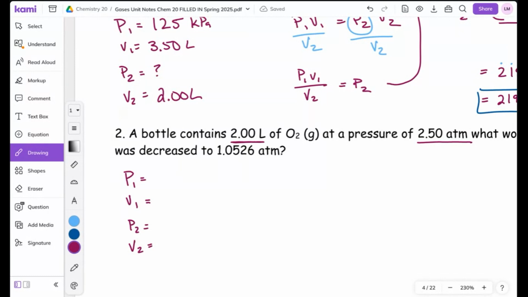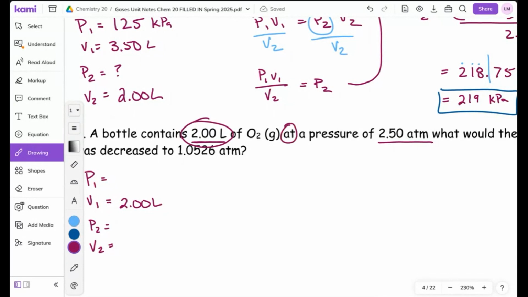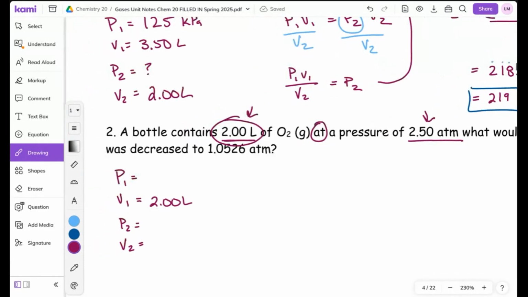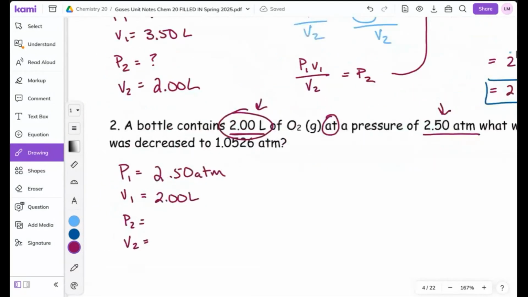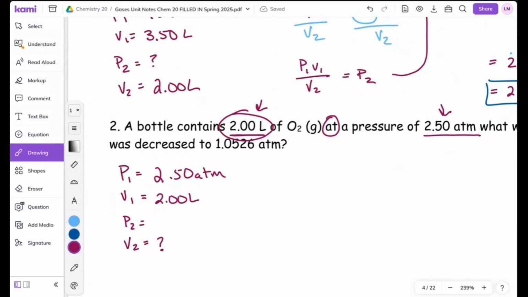Okay, so because this volume comes first, I'm just going to say it's our initial volume. So 2 liters. And since it has the word at rated after the volume, I'm going to say this volume and this pressure is connected. So that should be our P1. And since it's asking what would the volume be, so V2, we have no clue, but pressure was decreased to 1.0526 atmospheres. Okay, so let's write out our formula.